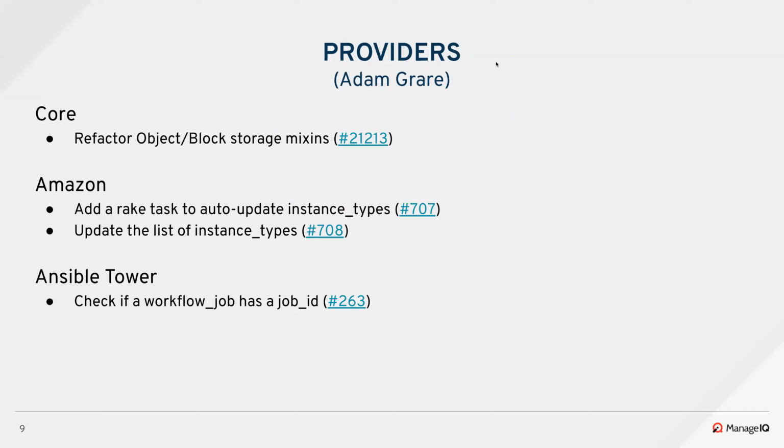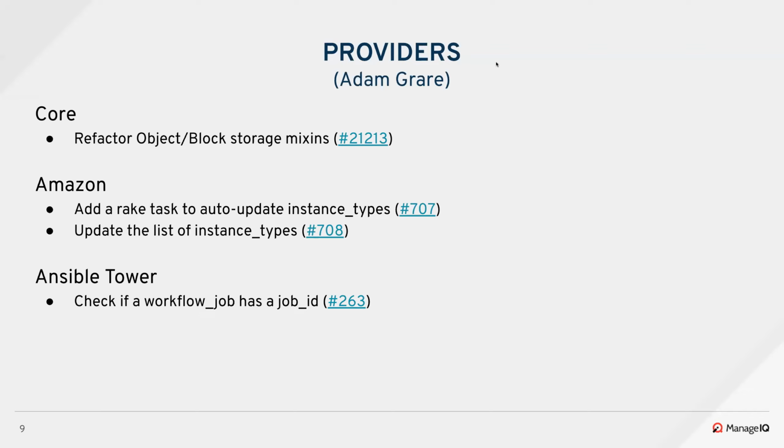If not, on the core side of the providers, there was some refactoring done on the object and block storage mix-ins. I think that's ongoing work to normalize the storage management component of the providers. On the Amazon side, a rake task was added back. It was deleted a while ago, to auto update the instance types. Otherwise, we were maintaining the instance types by hand in a YAML file. And this generates it from real data from AWS.